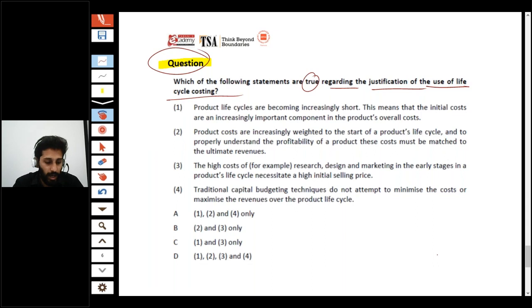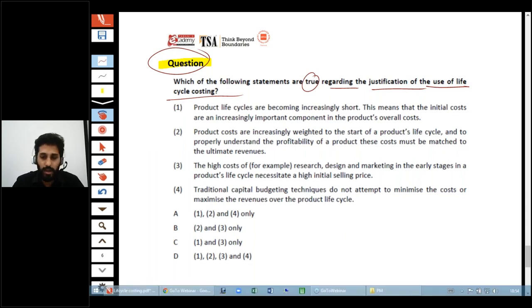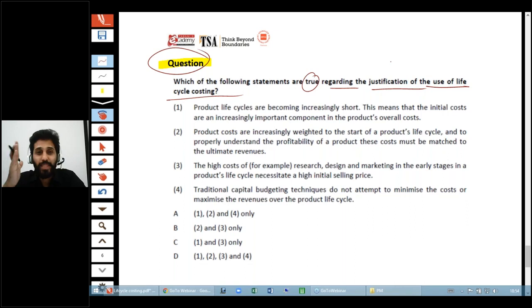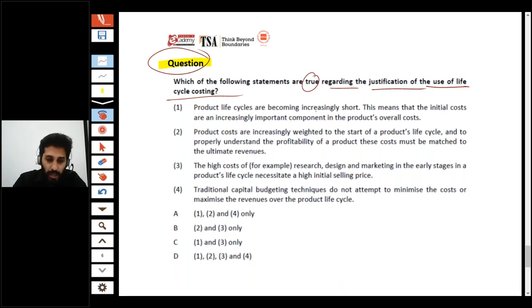All right, now let's proceed with this, and I'm going to explain these statements so we will be able to note down which statement is correct. Life cycles are becoming increasingly short. This means that initial costs are an increasingly important component in the product's overall cost. Is this statement true? The answer is yes.